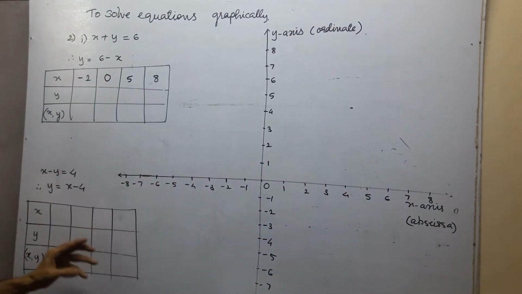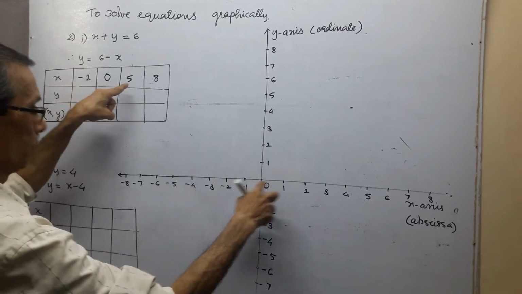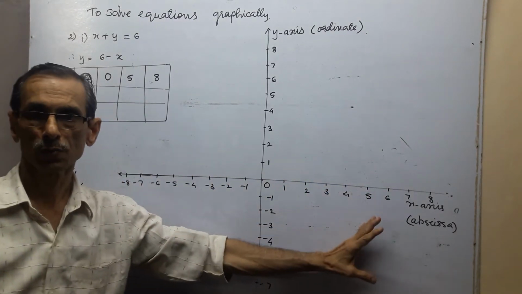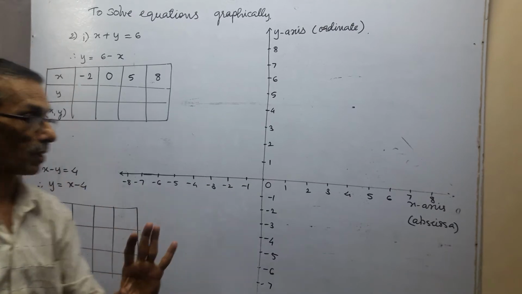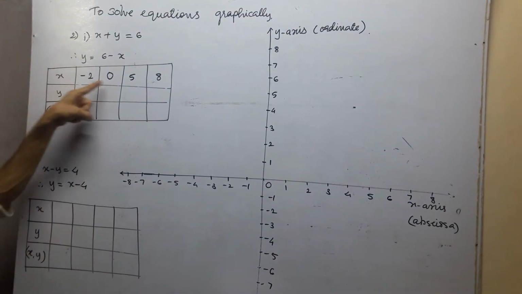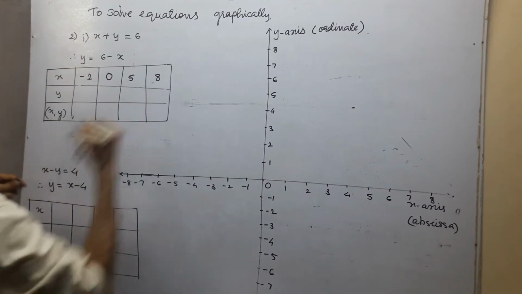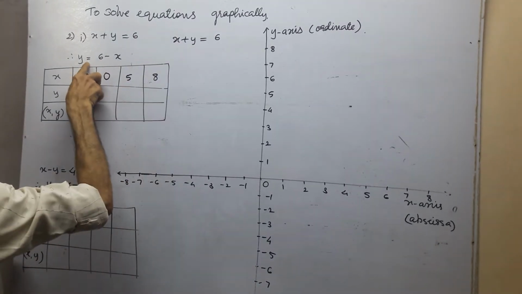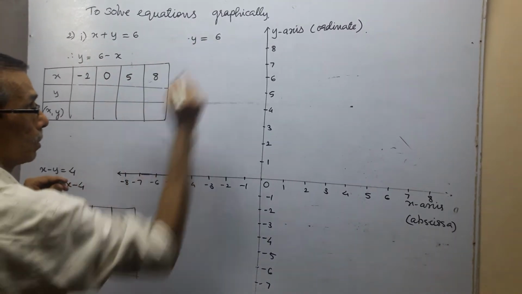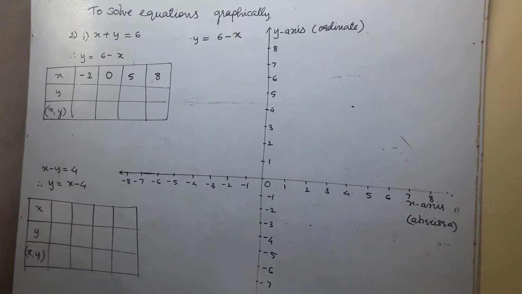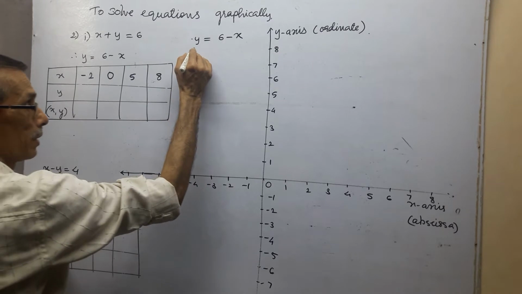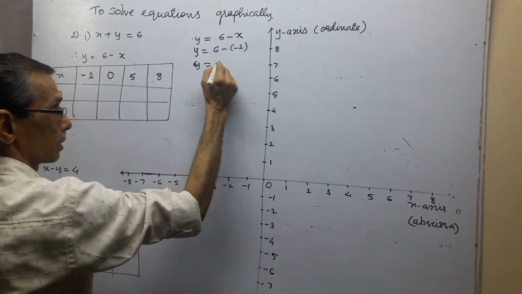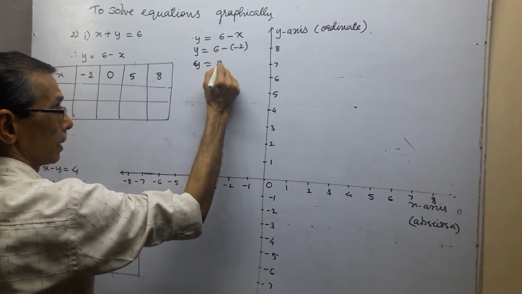And therefore we have taken minus 2, 0, 5 and 8. Whatever the value of x you may take, it is up to you. You get the corresponding value of y. For example, if we take x equal to minus 2. Now let me take the equation of x plus y is equal to 6. So y is equal to 6 minus x. Now in place of x, let us write minus 2. And therefore y is equal to 6 minus minus 2. So 6 minus minus 2 is plus. So y is equal to 6 plus 2 and that is 8. So you have to write it 8.